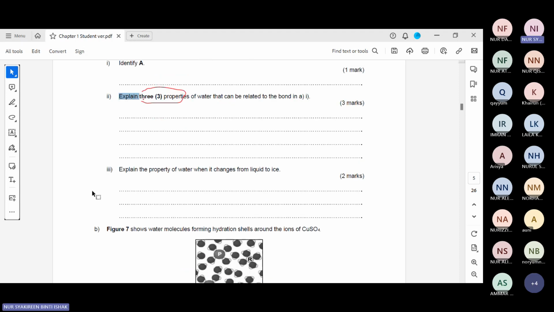Okay. So next question, explain the property of water when it changes from liquid to ice. Okay, from liquid to ice. So tadi basically saya dah explain. So water expands upon freezing, the first point. Water expands upon freezing, or it is less dense. Ice is less dense, or it has lower density compared to water in liquid form. Why? Because of the many hydrogen bonds formed between water molecules.